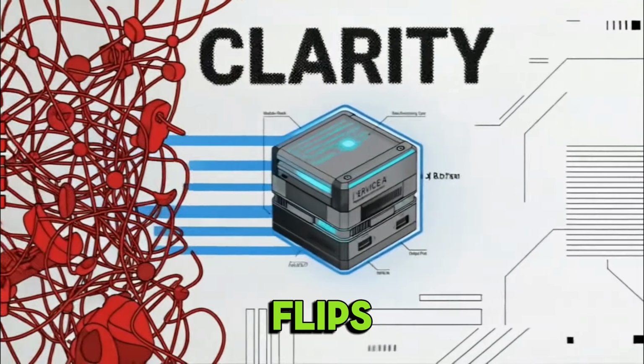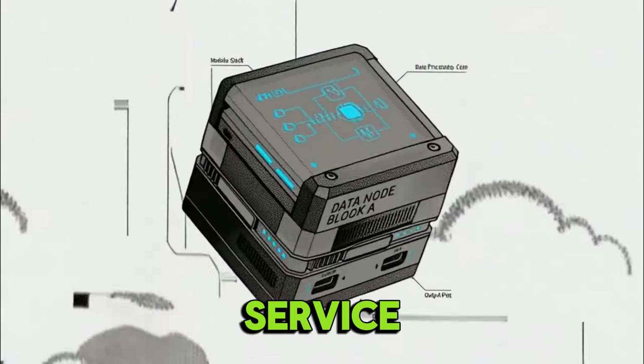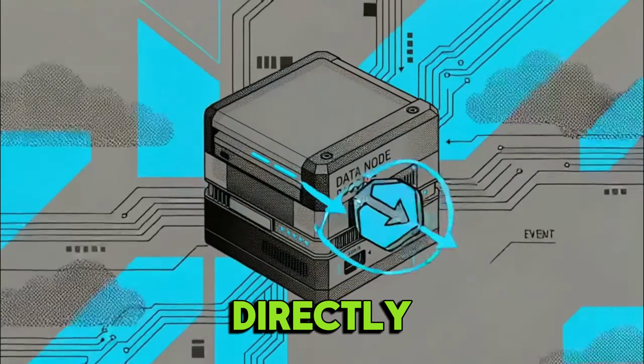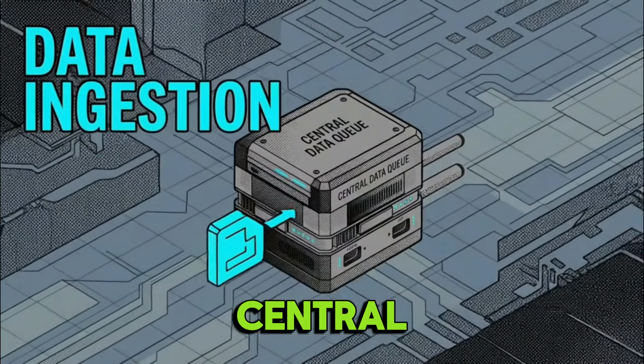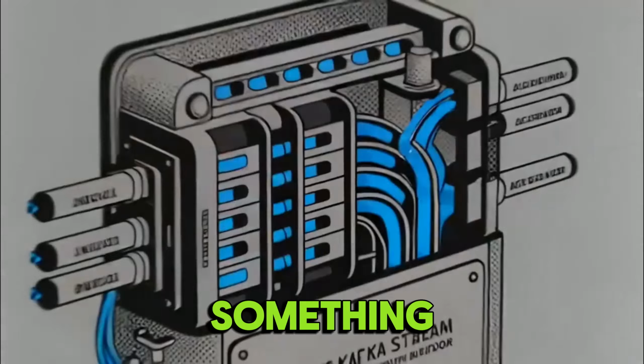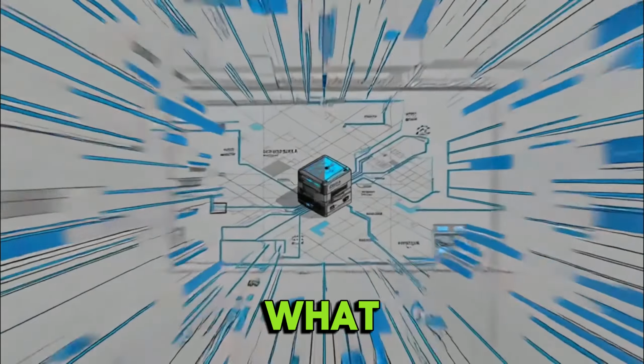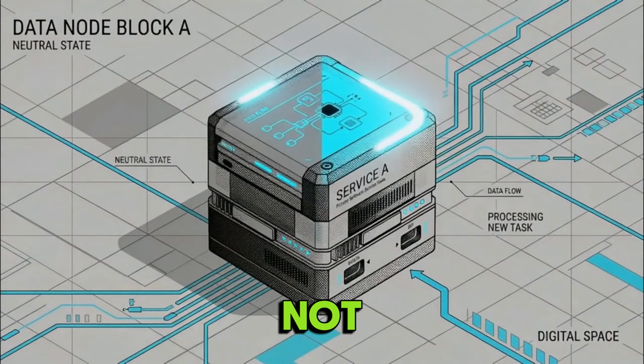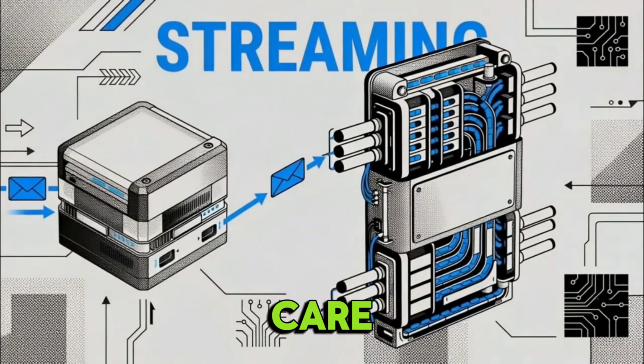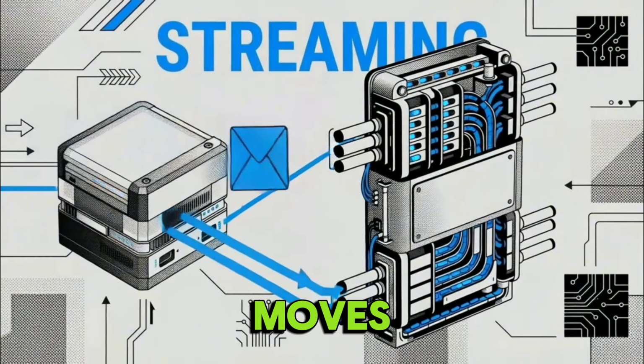Event-driven architecture flips this model entirely. Instead of Service A calling Service B directly, Service A emits an event. It publishes a message to a central event stream that says, "Something happened, I am done." The event contains all the data describing what just happened. Service A does not wait for a response. It does not care who is listening. It publishes and moves on.